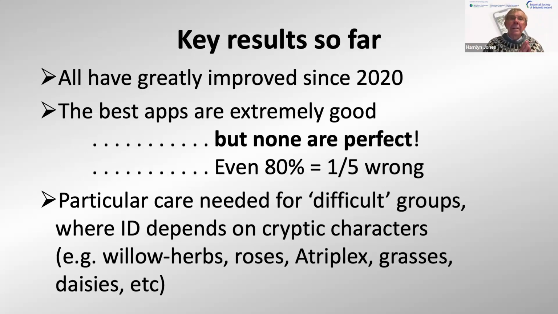So, to finish, key results so far: all have greatly improved since 2020. The best apps are extremely good, but none are perfect. And you've got to recognize that even 80% correct to species means that 20%, or a fifth, of your samples are wrong. So you shouldn't be too reliant on apps.